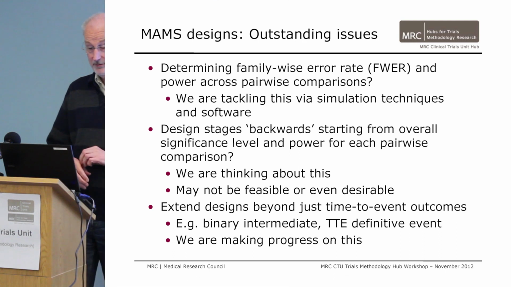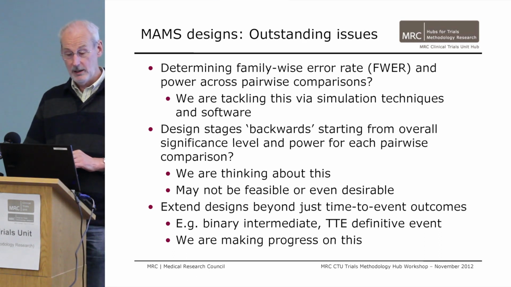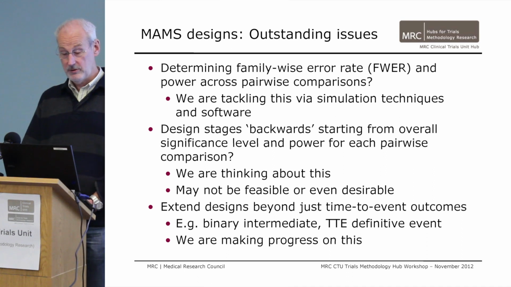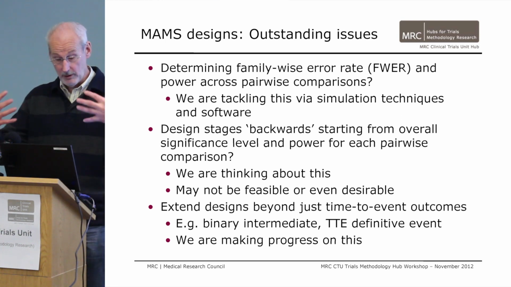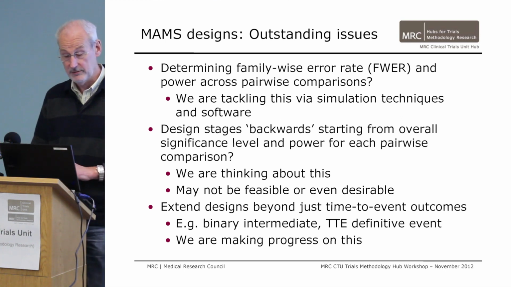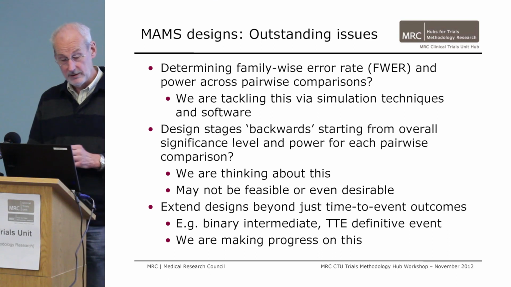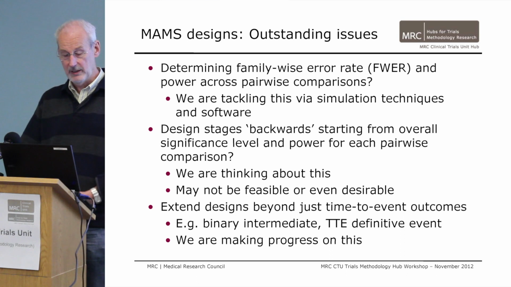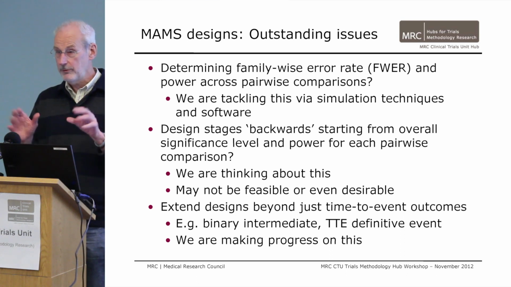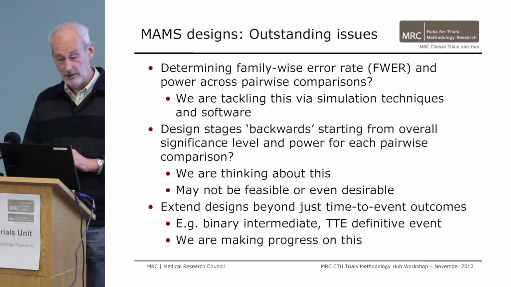There are a few issues still sitting there which we're looking at. I've mentioned the family-wise error rate. I think the best way to deal with this is simulation, and we're going to develop software to do that. There are also questions that arise from the way we've tackled the design. For example, some people might say, why not start from the overall significance level and work backwards to the individual stages? We're thinking about doing that, but we're not sure yet whether it's even feasible or whether one should be doing that. So your thoughts and reflections would be helpful on that, if you have any.